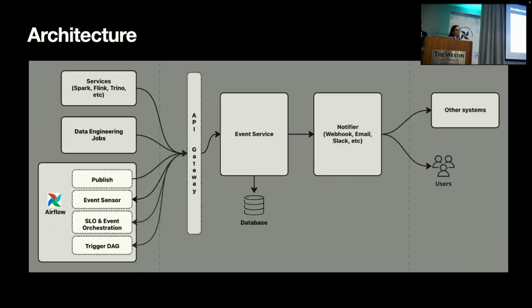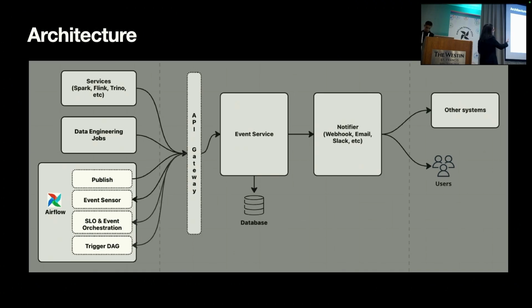Moving on to our architecture. On the left, you can see certain services that are publishing events to the centralized control plane, which is the event service. We also have data engineering jobs that can publish the status of data readiness to the event service. We have created some custom operators in Airflow, starting with the publish operator, which users can use to publish events from an intermediate step in their DAG.